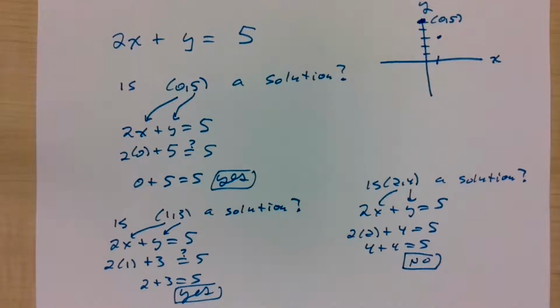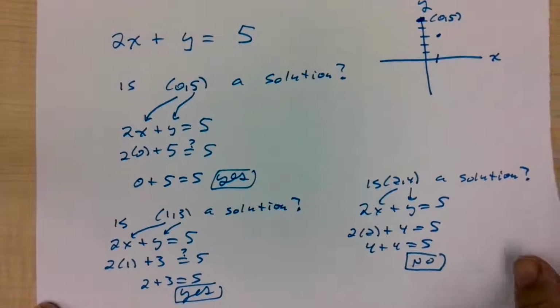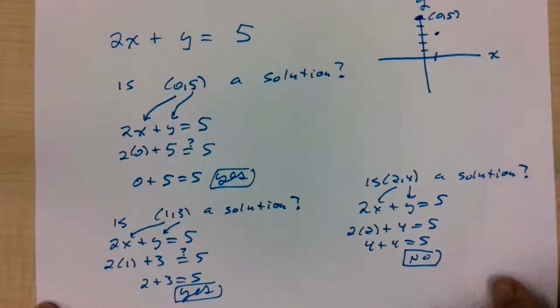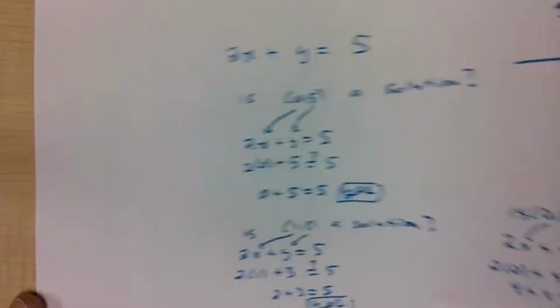Is there a way for me to find all of them, or is there a way for me to graph them? So let's go through our process. If our goal was to graph 2x plus y equals 5, what will that look like? So we're going to try to find some points. We have some already, but let's go through the process. 2x plus y equals 5.